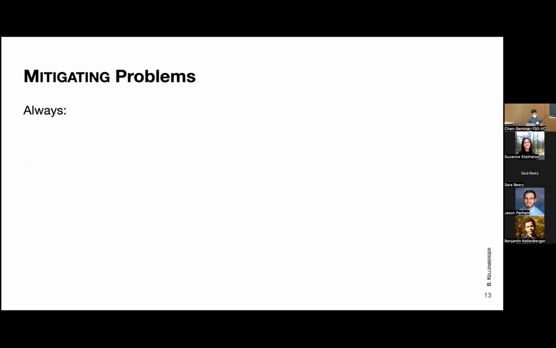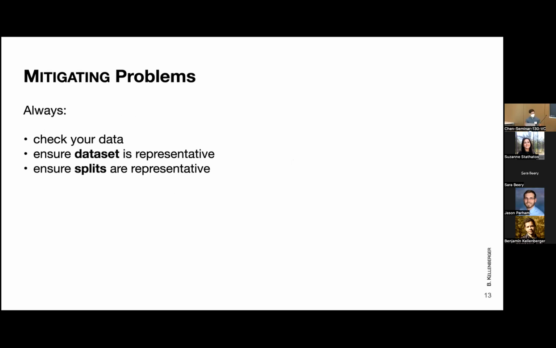So let's get into some tricks. But always, this applies no matter what: check your data. Check if it's valid. Ensure that the data set is representative. If you train on just a subpart of your actual data distribution, the model is not going to learn the rest. Ensure that the splits are equally representative. So you want to include all the representation in the training set and in the test set, because otherwise you're going to introduce biases. Either the model is going to be bad or your test is not going to be representative.